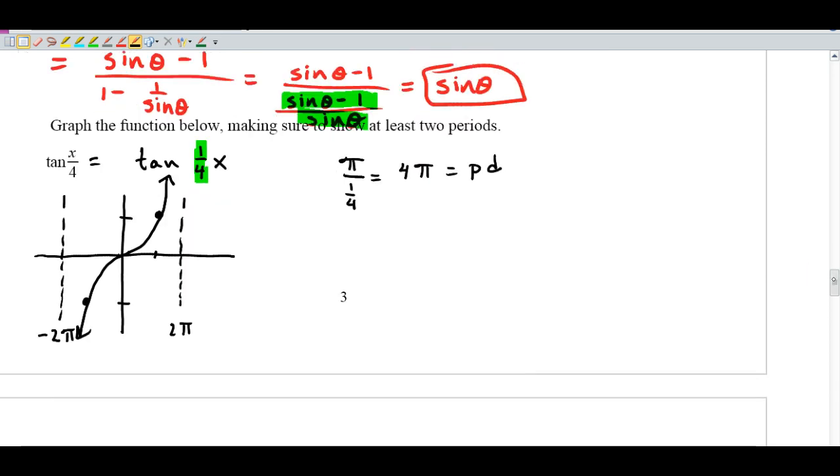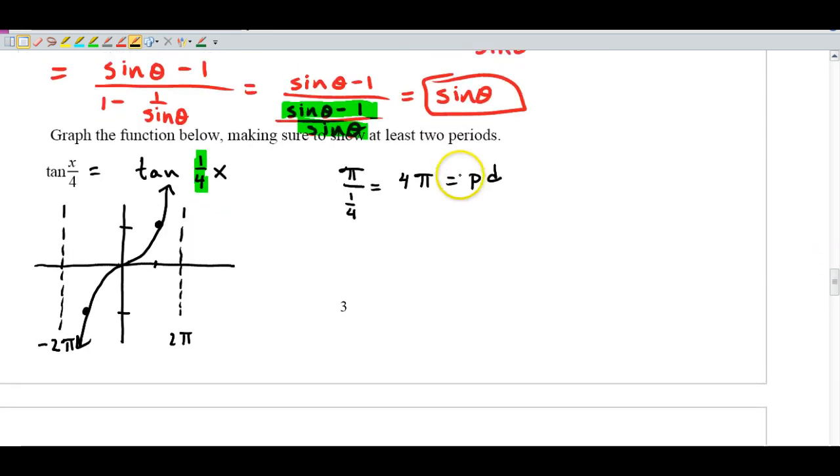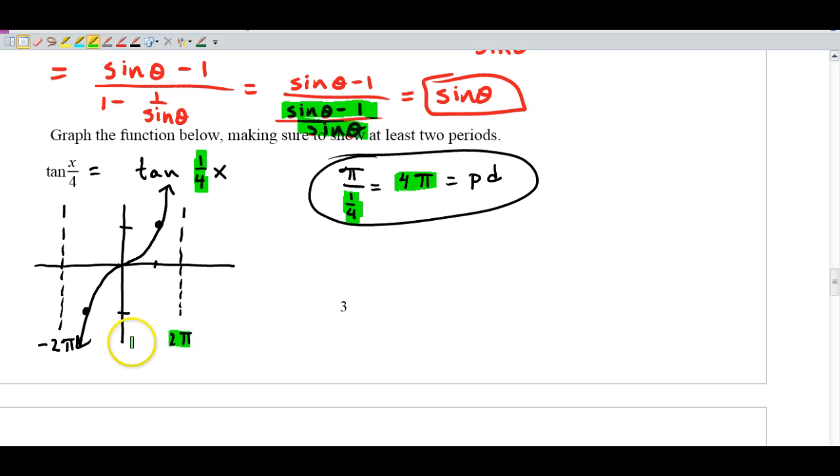Tangent of 1/4 x. Okay, remember that the period of the tangent function is pi, and so pi over b, which is 1/4 in this case, is then 4 pi. So I spread it out here and here.